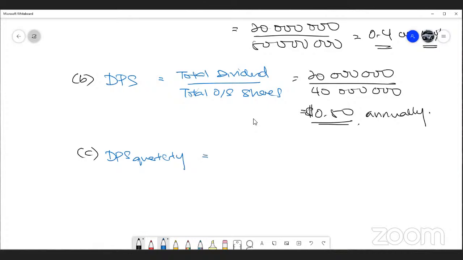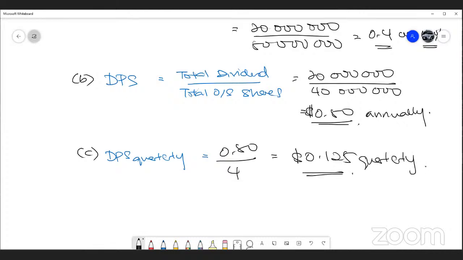So annual DPS is 50 cents. Now you separate one year into 4 times, so each quarter's payment is the yearly amount divided by 4, 50 cents divided by 4. Each quarter, you're getting 0.125 quarterly. Okay, very easy. All right, one annually, one quarterly.